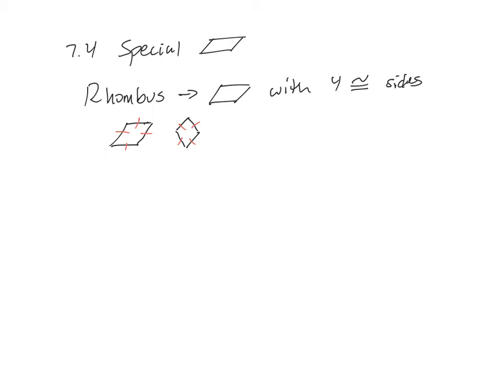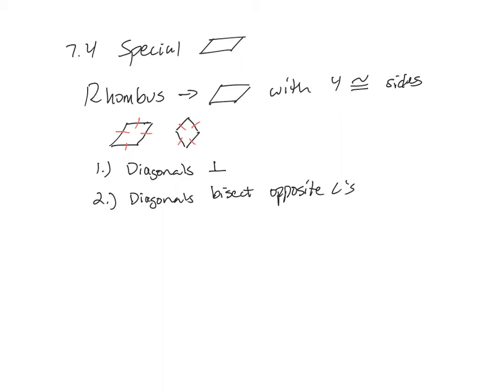Okay, well, because of that fact, we have a couple other things that are true also. The diagonals bisect each other, but the diagonals are also perpendicular. Okay, so they bisect and they're perpendicular. And then also the diagonals bisect opposite angles.